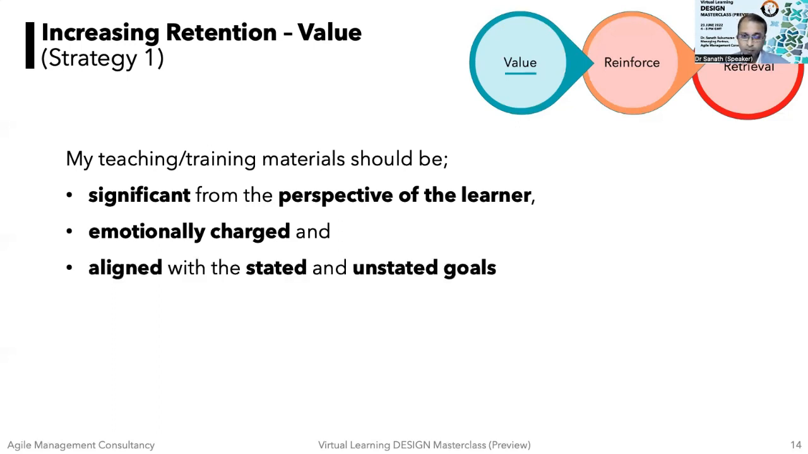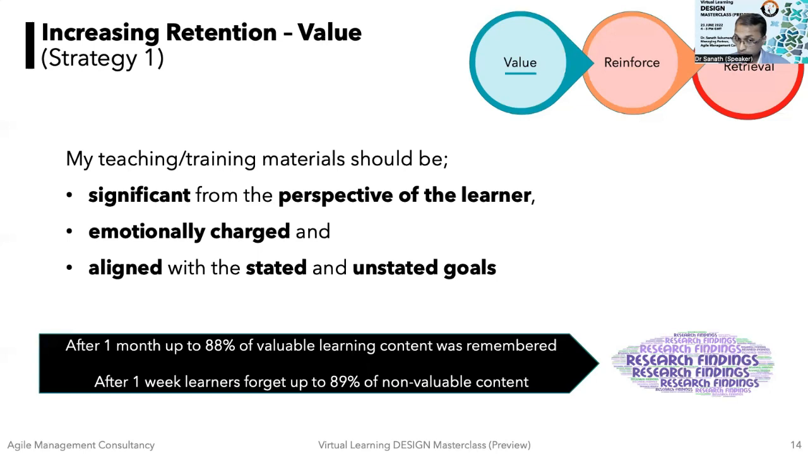And always make it align to the stated and unstated goals. Remember, the stated goals are very clear, right? We have the learning outcomes and objectives and so on. But what about the unstated goals? That's often not done. What you could do is connect to the big picture: how this is going to help you in later parts of your life and later parts of your courses, and how this little information might seem obvious to you now, but it's actually going to make a difference. Trust me, if you do that for them, they will see it. That's value. Remember, the first strategy is value.